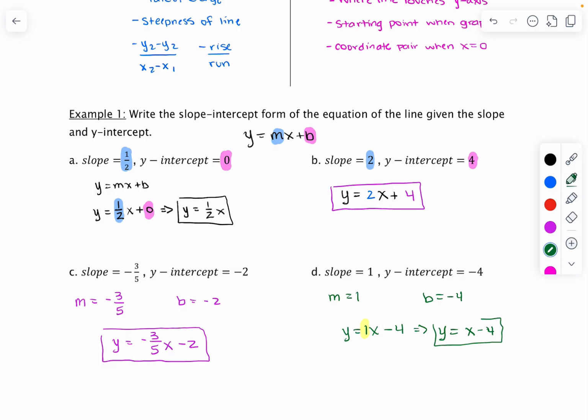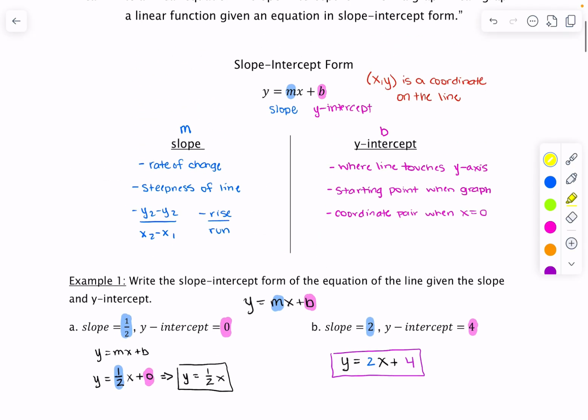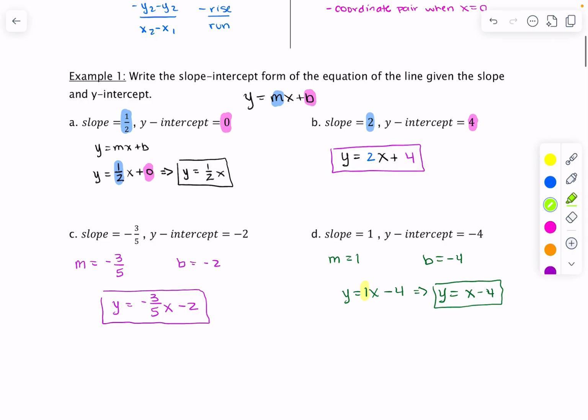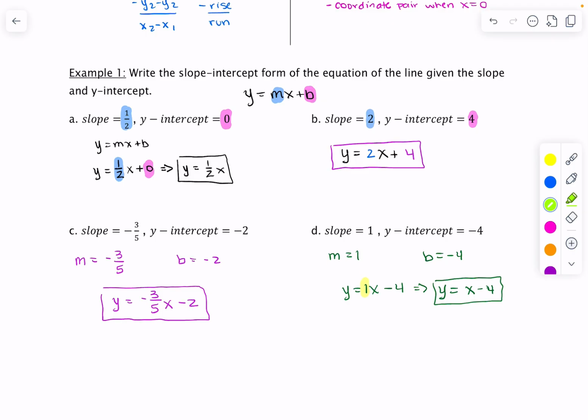Now, something I want to be really clear about is that even though this formula, y equals mx plus b, has a plus here, that plus could also be a minus. It can be y equals mx minus b as well, like we've seen in a few of these examples, specifically C and D. That's okay because the y-intercept could be negative, okay?